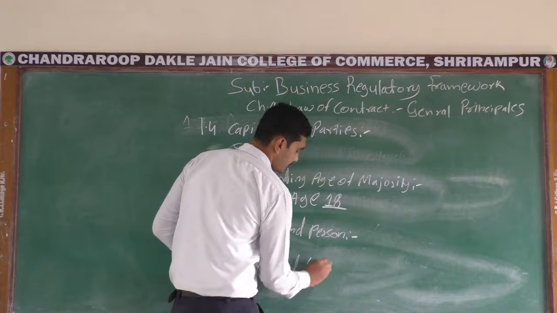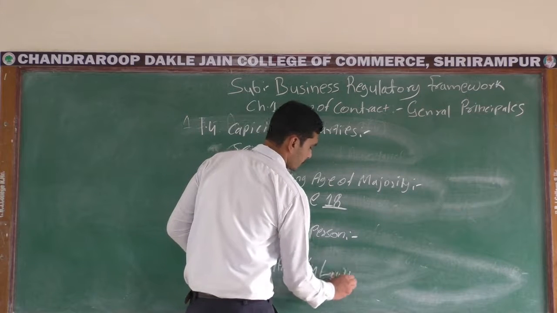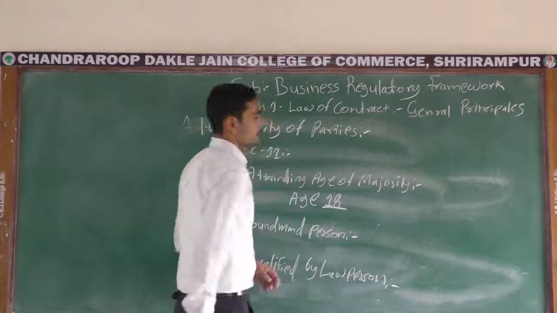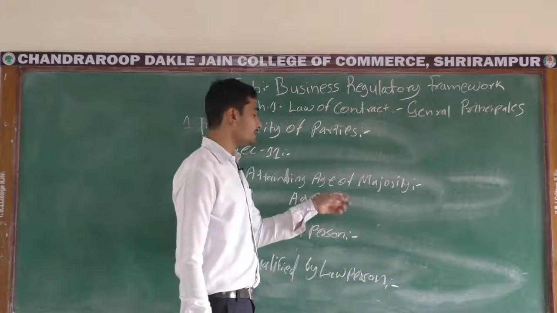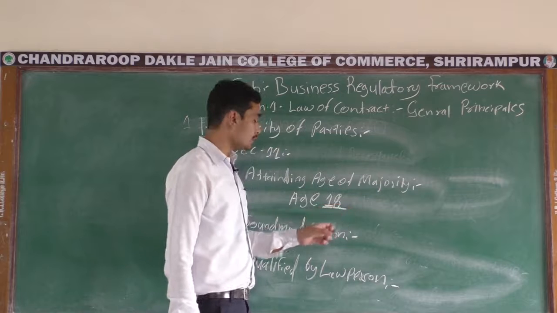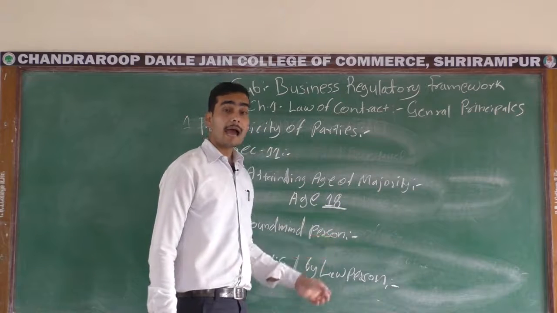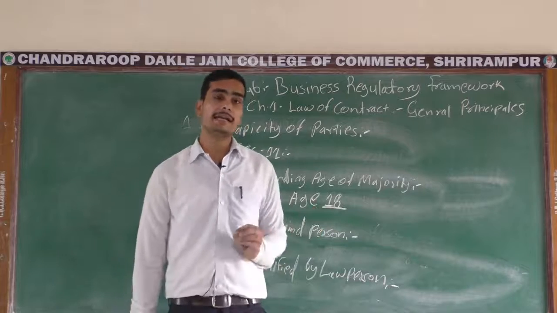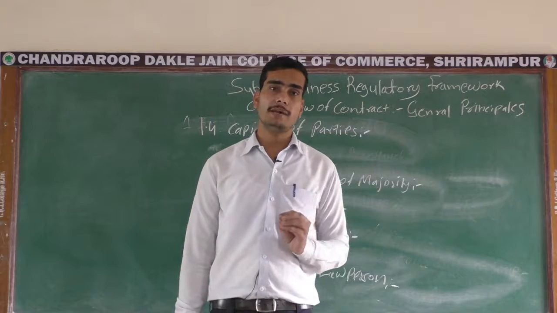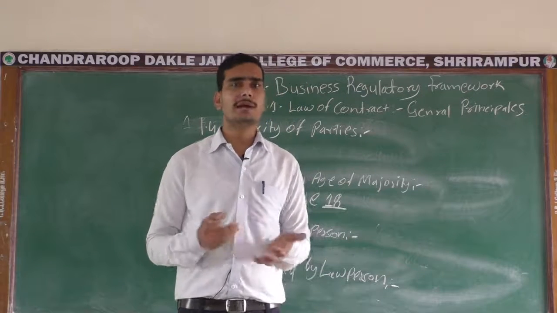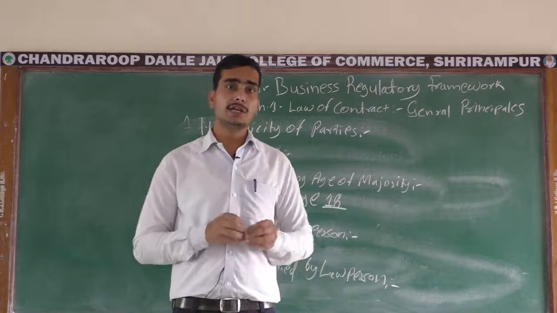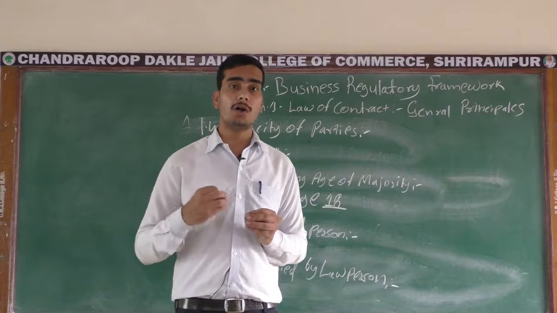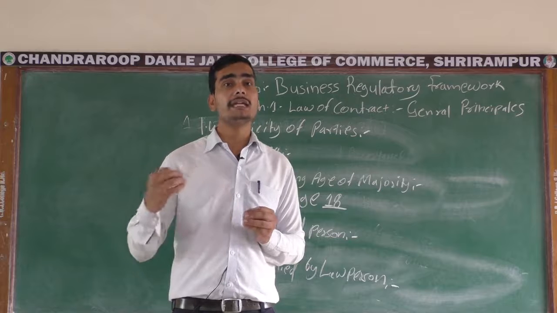Qualified by law person. The person who attains the age of majority, 18 years, who is of sound mind, and who is also qualified by law to make that contract, is called a person qualified by law. So what is meant by qualified by law? It is a person who is not disqualified by any law of the contract from making any type of legal activity within India.